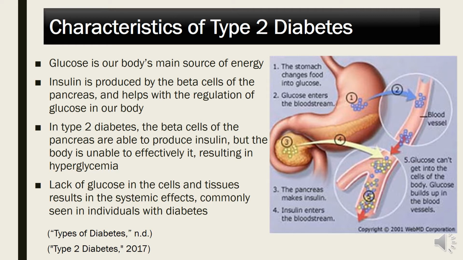This is also often referred to as insulin insensitivity. This is because, while the insulin may be present and produced by the beta cells of the pancreas in a normal fashion, the insulin receptors throughout the body do not recognize the hormone. As a result, the blood glucose levels will increase. This is known as hyperglycemia. Additionally, a lack of glucose in the cells and tissues can cause systemic effects as a result of damage to organs, nerves, and blood vessels, as we will see on the next slide.